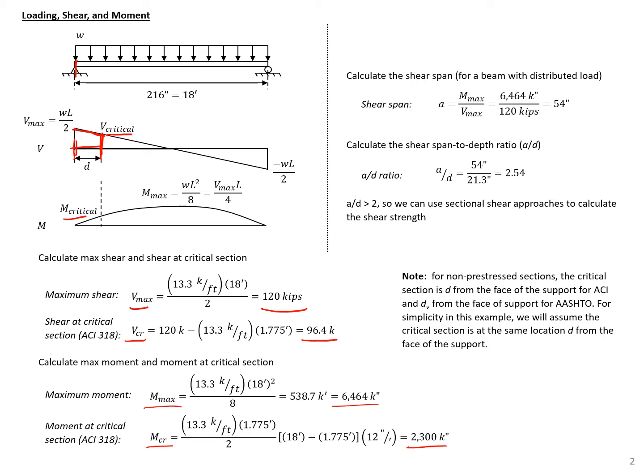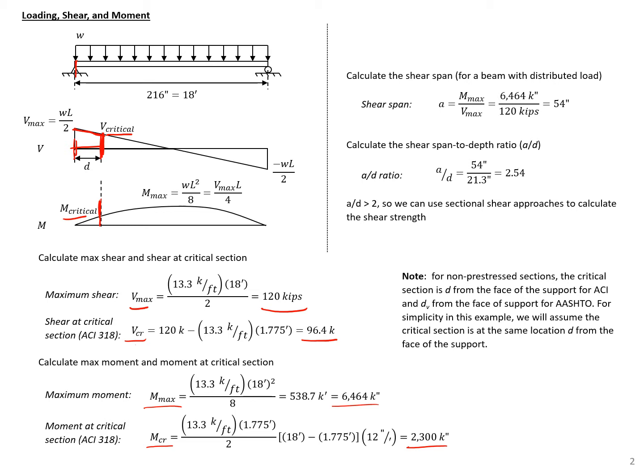In both ACI and AASHTO procedures, when we're using our shear demand, we're going to use the shear demand at the section where we're calculating our shear strength. So we're going to find our shear strength at our critical section. So we're going to use the critical shear and critical moments in our shear strength expressions.